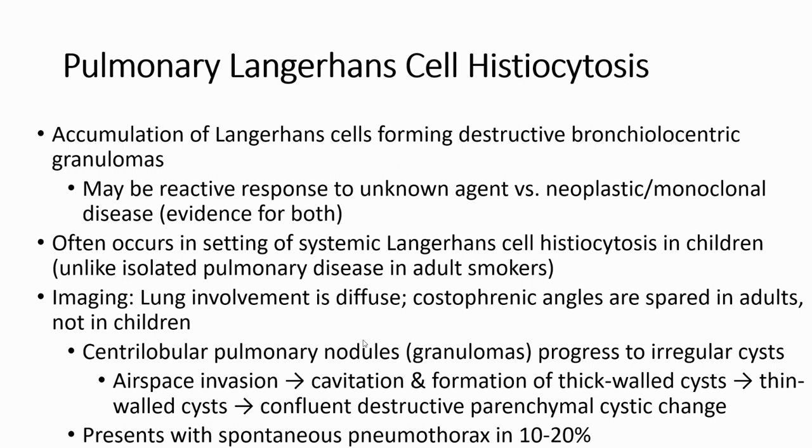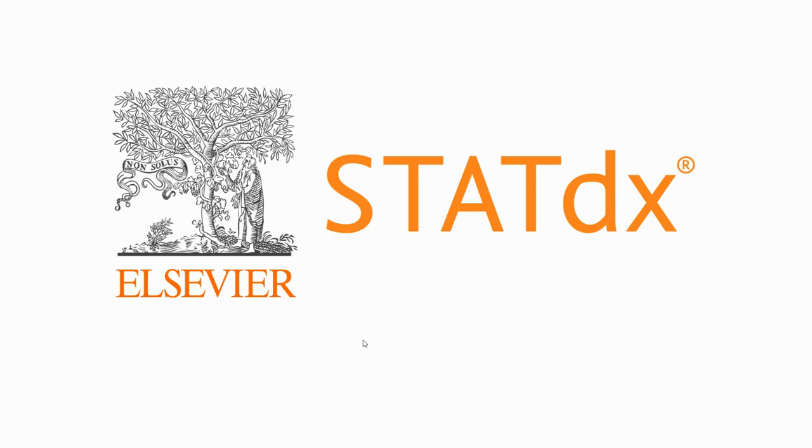In imaging, lung involvement is diffuse. Costophrenic angle sparing is seen in adults, not in children. Centrilobular pulmonary nodules progress to cavitated nodules, leading to cavitation and formation of cysts, developing into confluent destructive parenchymal cysts, and present with spontaneous pneumothorax in 10 to 20%. The references are from studies.